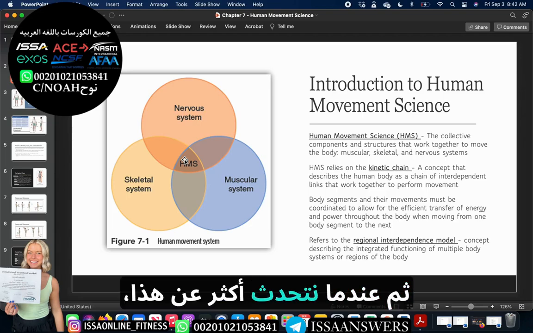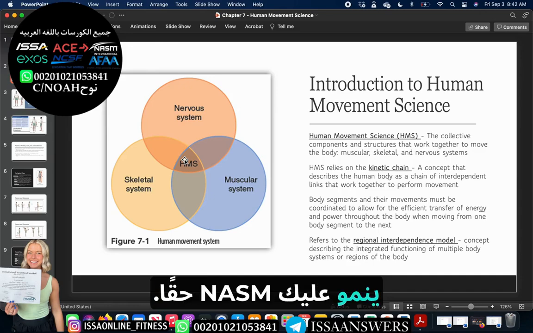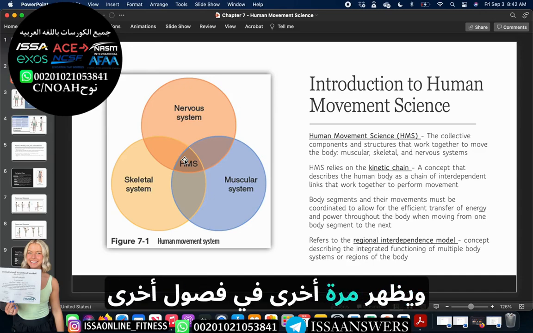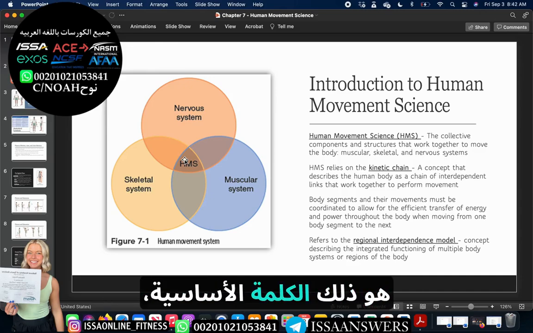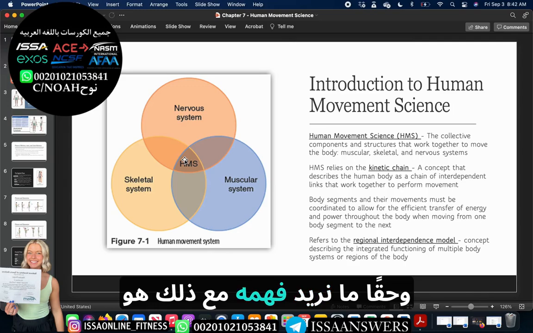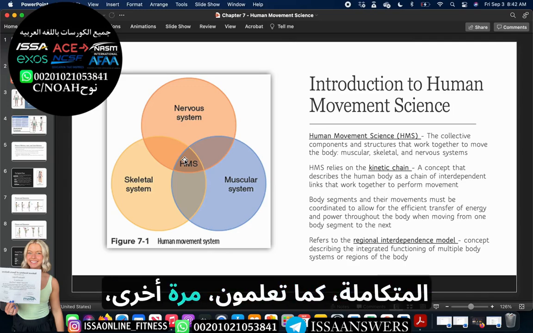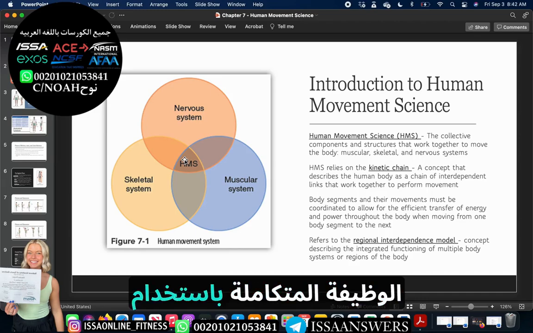Then as we talk more about this, we want to make sure that we understand a really important term that NASM really grows on you with, and it comes up again in other chapters. That is the bottom underlined word, which is the regional interdependence model. What we want to understand with that is it's a way that we would take integrated functioning using many different things.